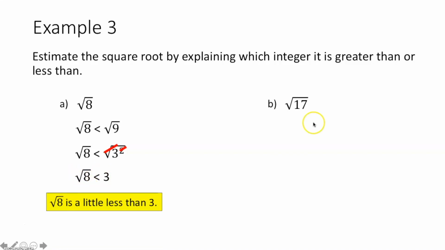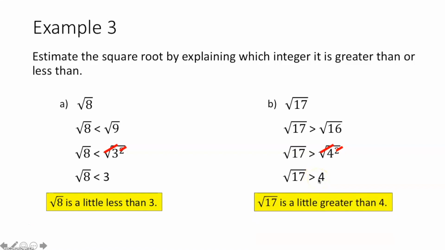Let's try that again. So we have the square root of 17. 17, not a perfect square. But what perfect square is it close to? It's close to 16. So we can say that the square root of 17 must be a little bit greater than the square root of 16. And now what is the square root of 16? Well, 16 is the same as 4 squared, and this radical and the square can cancel each other out. That's 4. So the square root of 17 must be a little bit greater than 4.